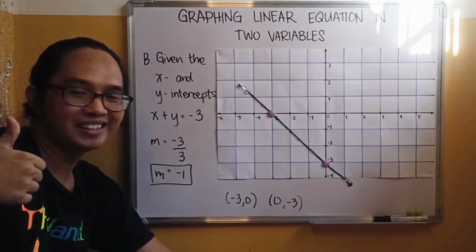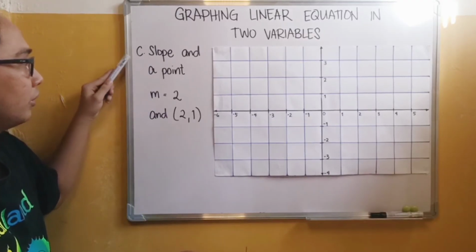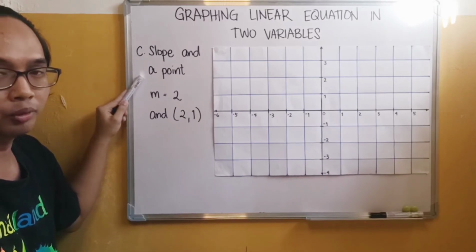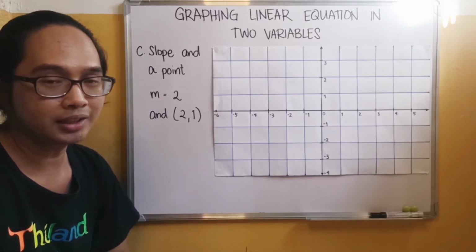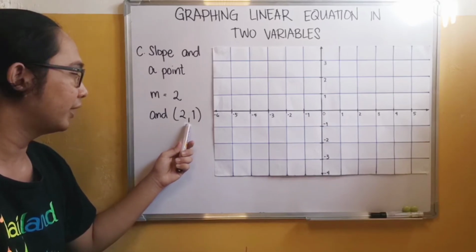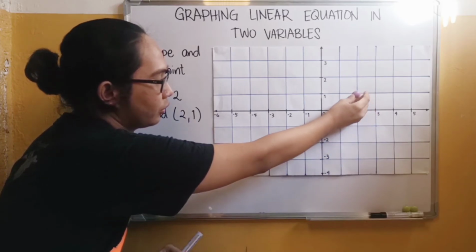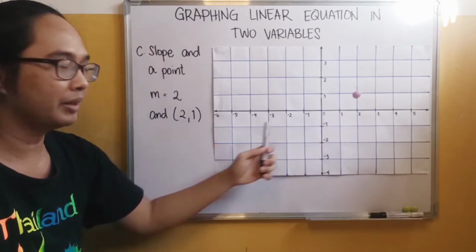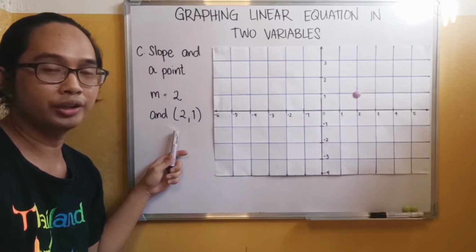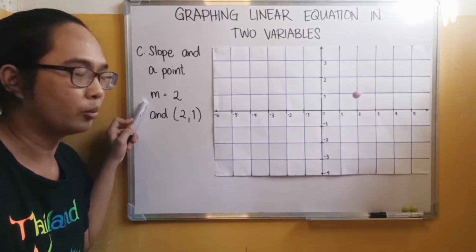Okay? Malinaw ba? And for the third part of our lesson, we are going to graph given the slope and the point. So, para masimulan natin to, unang-unang dapat nating i-graph ay yung ating given point, which is (2, 1). (2, 1) is on this part. After natin ma-plot yung ating given point, we need to find our slope.